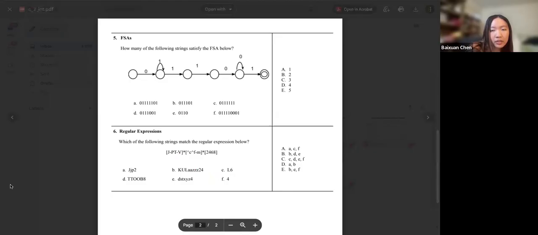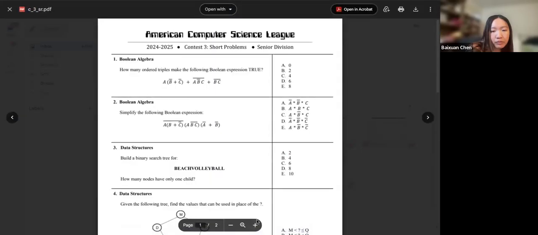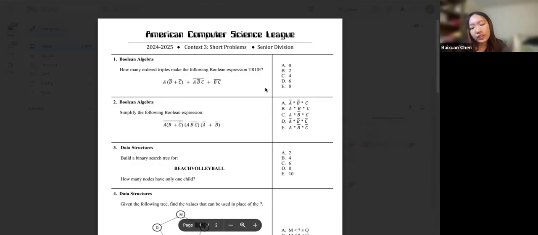Okay, next, onto the seniors problems. This one I did. Okay, so we have Boolean algebra, data structures again, and FSAs irregular. So how many ordered triplets make the following Boolean expression true? We've seen this question many times, and the strategy will be the same. We're going to try to simplify the expression and then do it. So how will we do that?